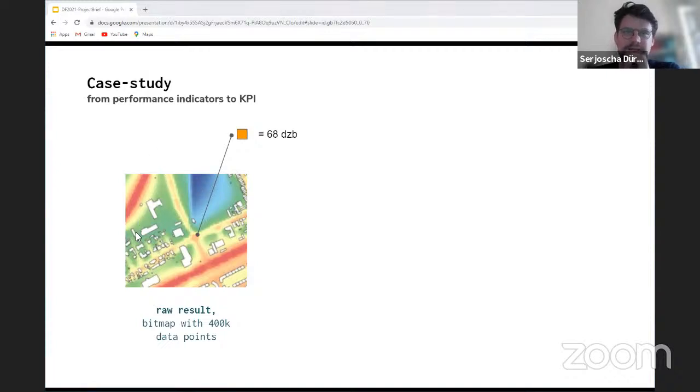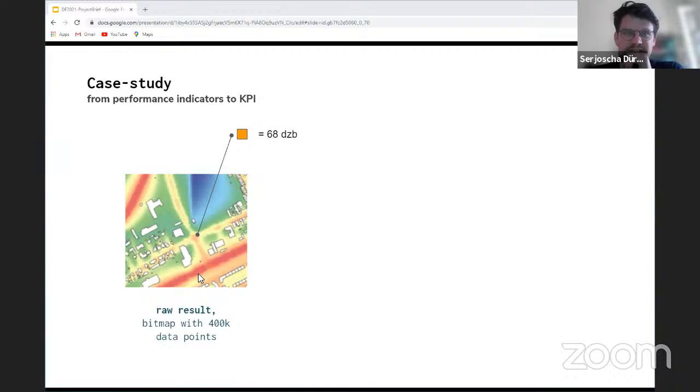This is a raw analysis result. For this example, I chose a noise map. It's like CFD. We have something like a bitmap or array here with around 400,000 individual data points or pixels depicting the noise level for each square meter in space.